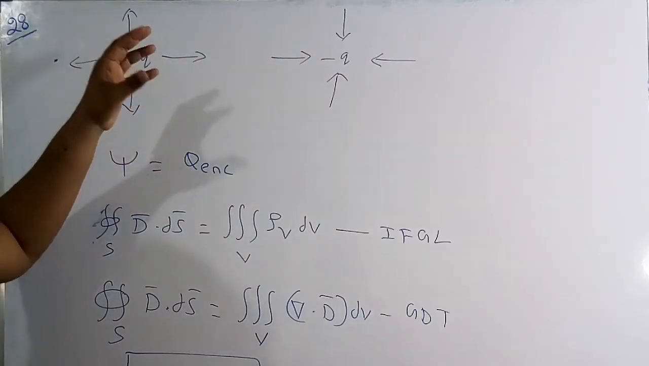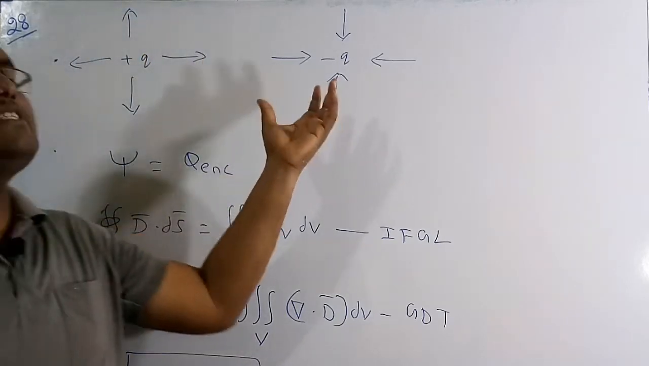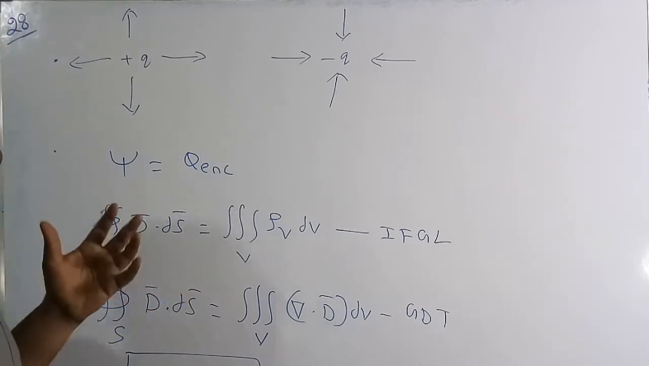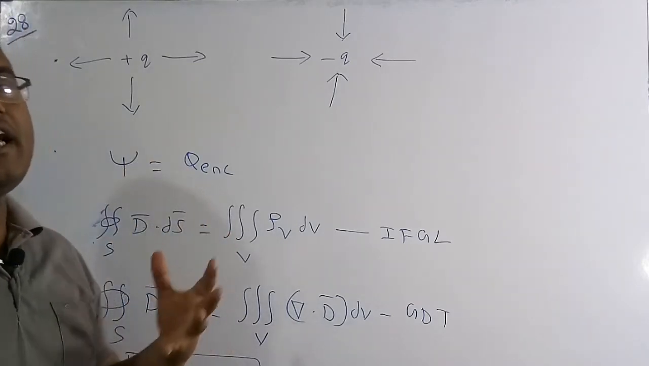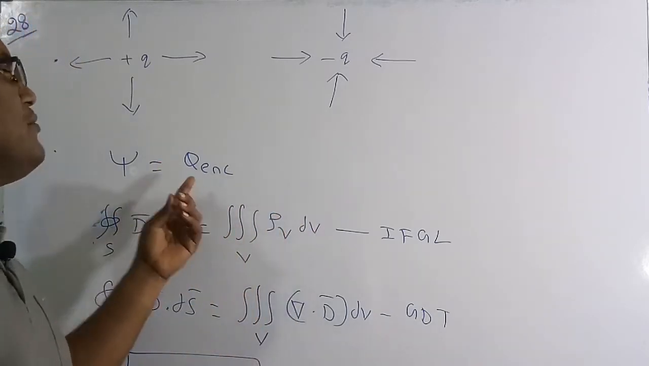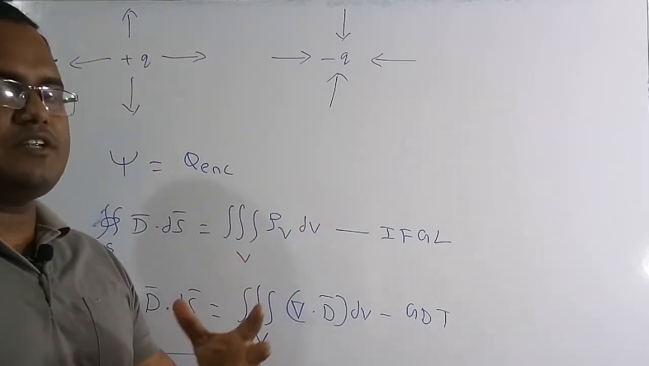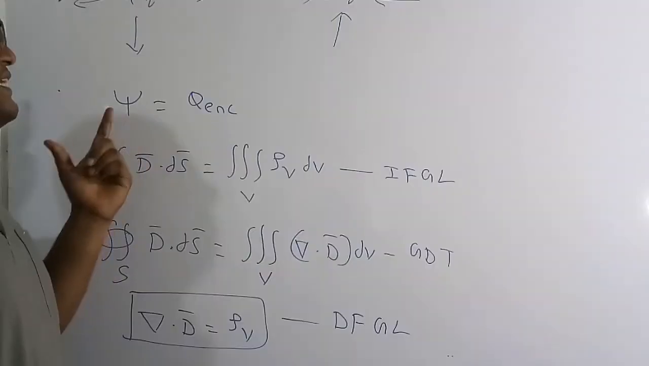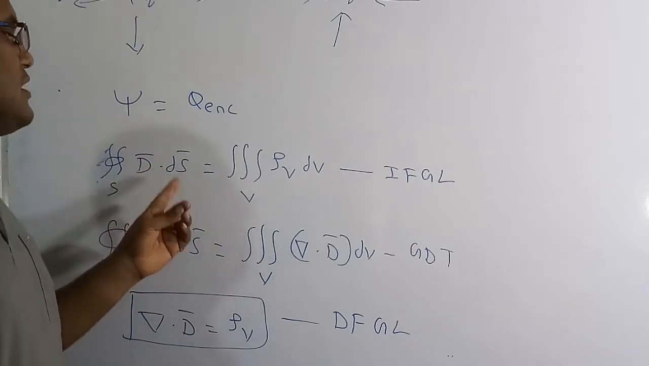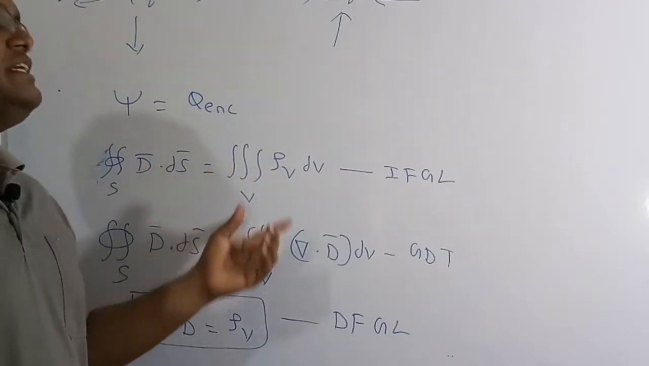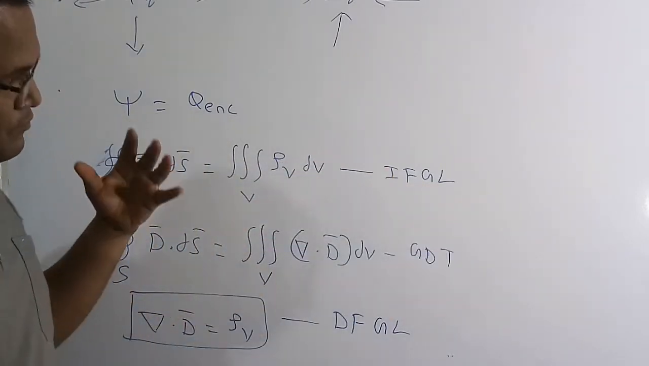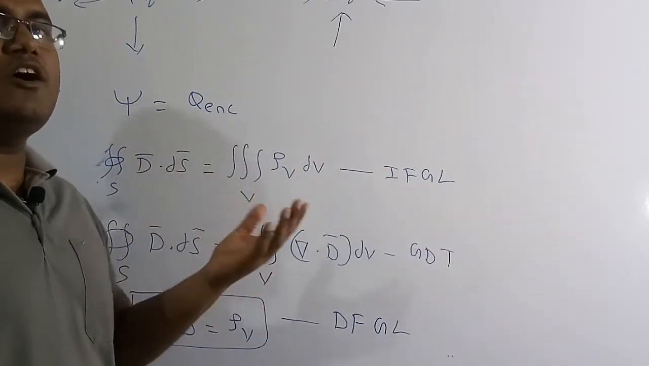A positive charge always radiates the electric field outward, whereas a negative charge draws the electric field inward towards itself. As per Gauss law, the total flux coming out of a closed surface is equal to the amount of charge enclosed by that Gaussian closed surface. We can write it in another manner: the closed surface integral of D dot dS is equal to the volume integral of rho v dv. We call this the integral form of Gauss law. We can relate the closed surface to the volume by using the Gauss divergence theorem.